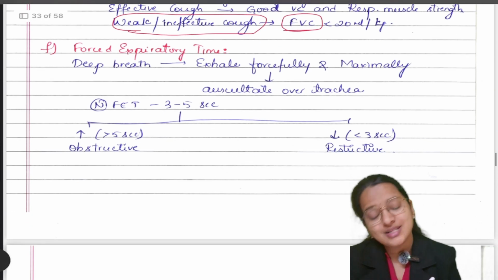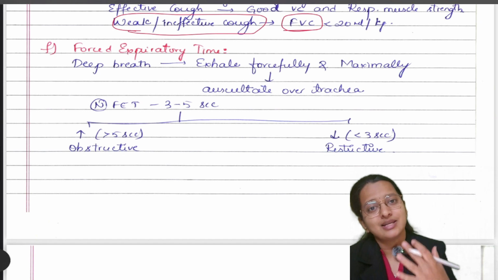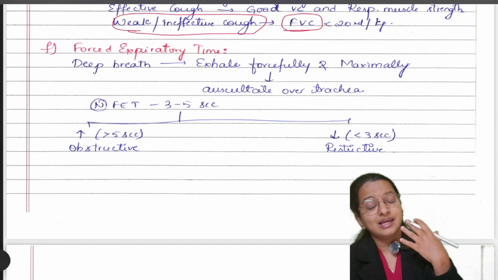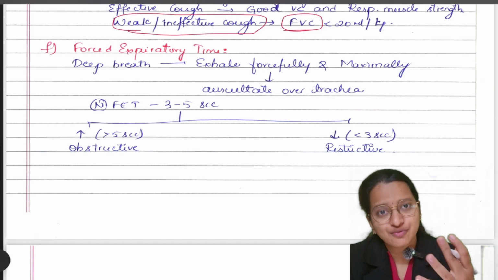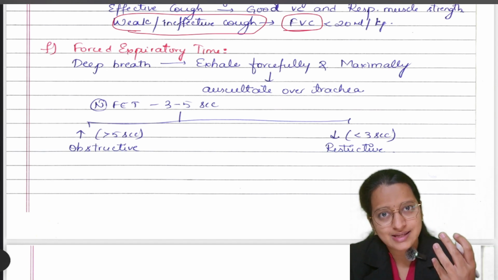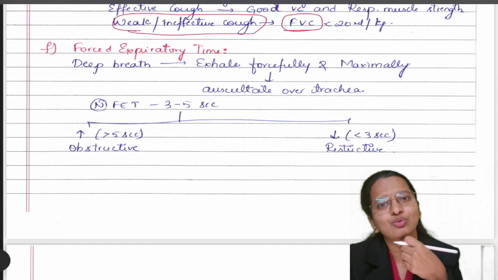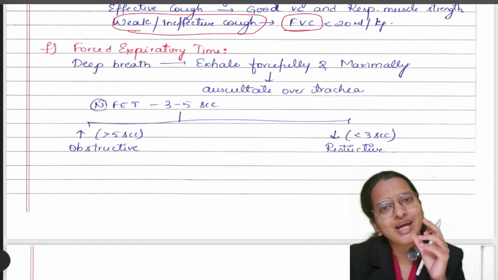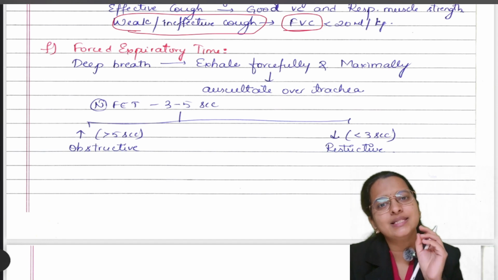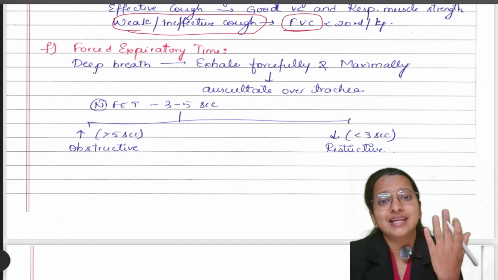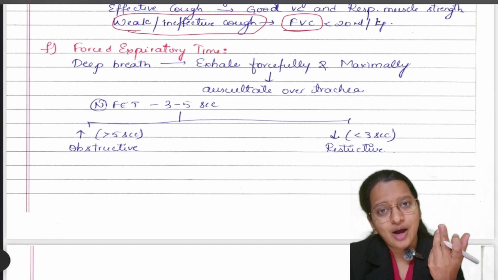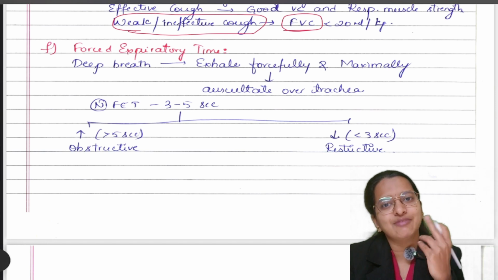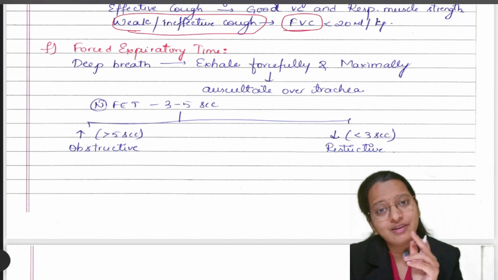Coming to forced expiratory time, the patient is asked to take a deep breath and exhale the air forcefully at maximum intensity. Now we will put a stethoscope on the trachea and count the expiratory time. Normally it is 3 to 5 seconds. If it is increased, that means obstructive, as there is some obstruction for the expiratory gas to come out. So in obstructive cases it will increase, whereas in restrictive it will decrease.